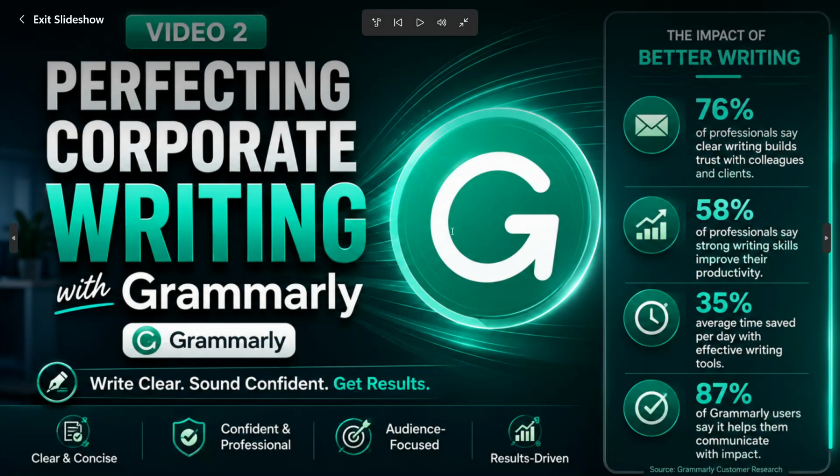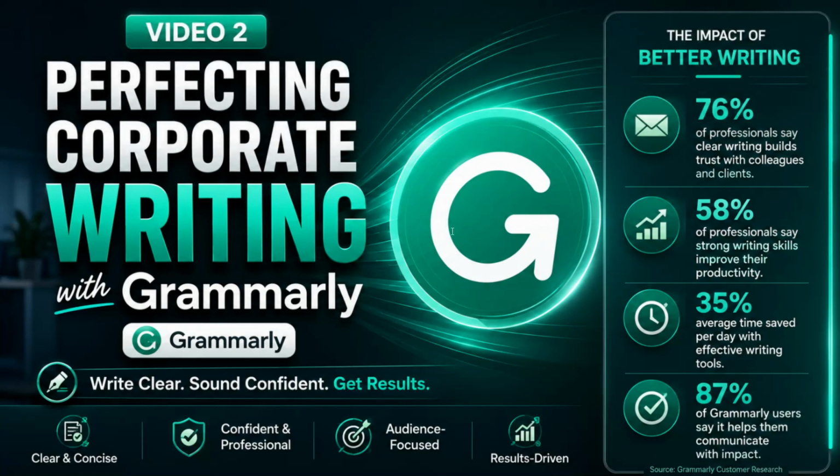Today, Grammarly. Did you know that 59% of people say they would not do business with a company that has obvious grammatical errors in its communications? That's a massive business risk. Grammarly is the AI writing assistant that eliminates that risk. Let me show you how.